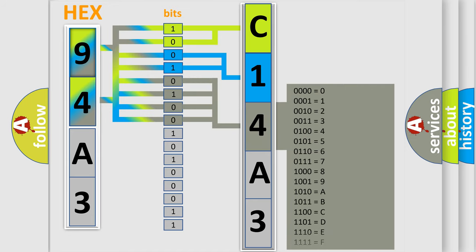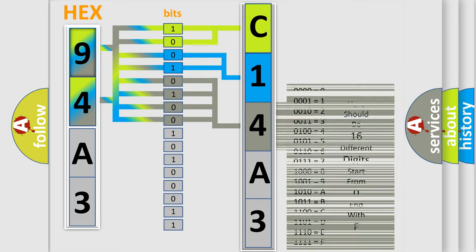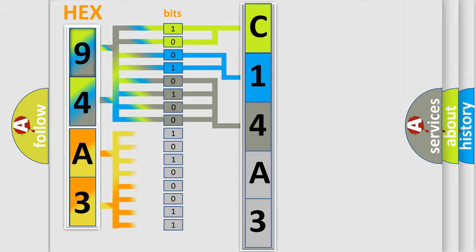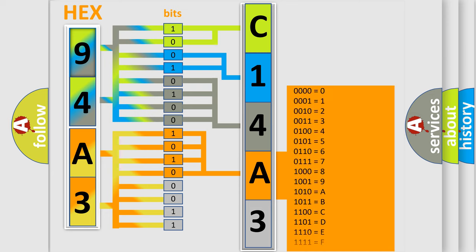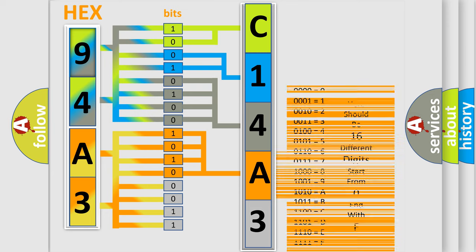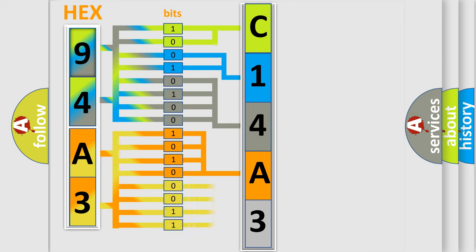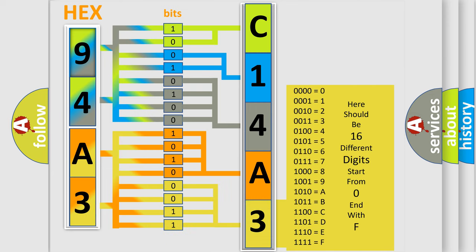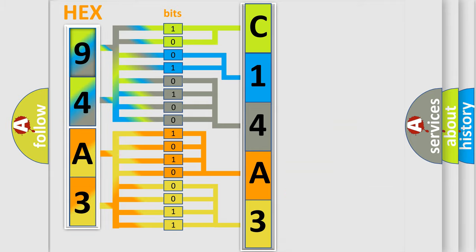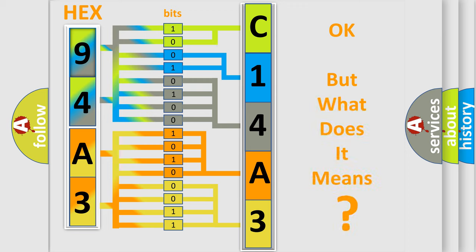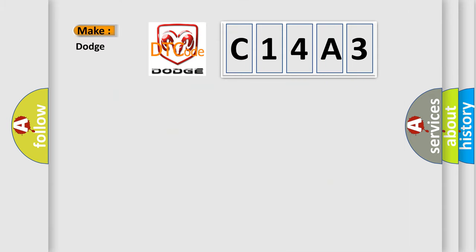The second byte is composed of a combination of 8 bits. The first 4 bits determine the fourth character of the code, and the combination of the last 4 bits defines the fifth character. A single byte conceals 256 possible combinations. We now know in what way the diagnostic tool translates the received information into a more comprehensible format. The number itself does not make sense to us if we cannot assign information to what it actually expresses. So, what does the diagnostic trouble code C14A3 specifically mean for Dodge vehicles?